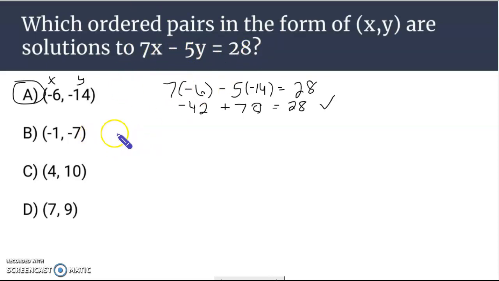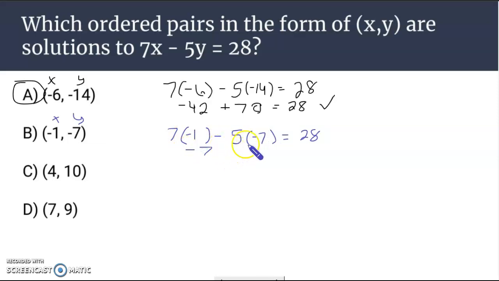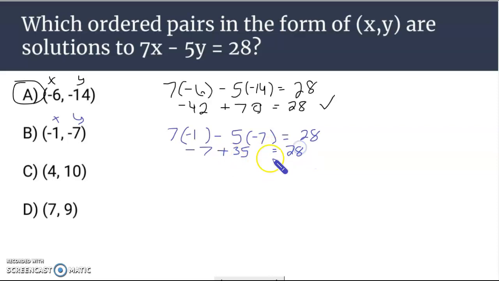Alright, let's try B. We'll do that in a different color here. Here's our x and y this time. 7 times x minus 5y equal to 28. Alright, 7 times negative 1. X is negative 1, the y is negative 7. 7 times negative 1 is negative 7. Negative 5 times negative 7 is positive 35. And it turns out that negative 7 plus 35 is 28. This is a true statement. That means B also works.